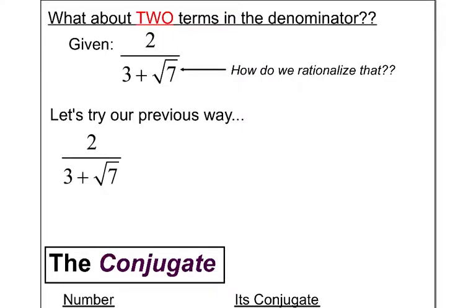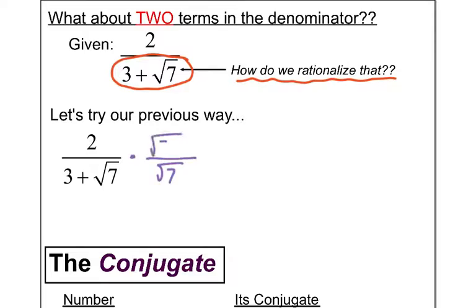Oh, gosh, we have to make it more complicated, Mr. Brown? Oh, so what if you have more than one term? Here I have a 3 and a root 7. Well, that's kind of weird. Like, how do I rationalize that? Well, let's try the way we did before. We have a root 7, so let's multiply by root 7 over root 7. Let's see what happens.